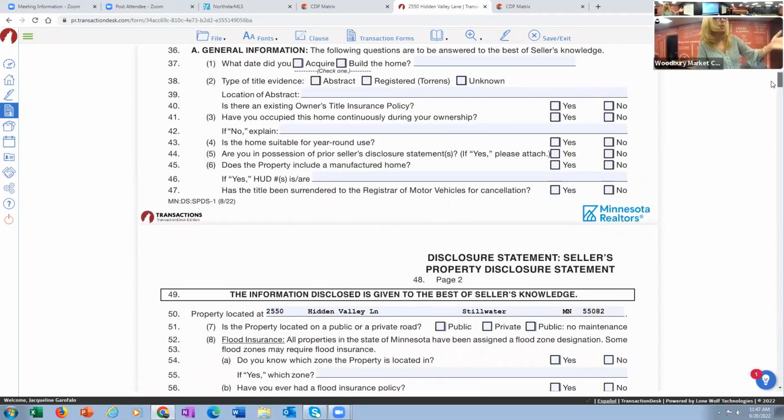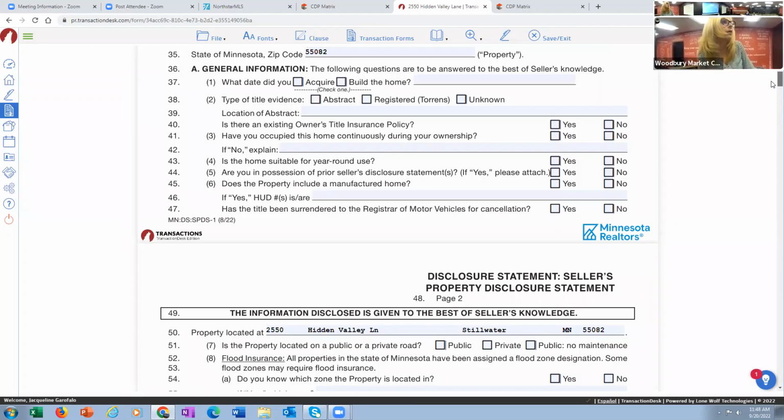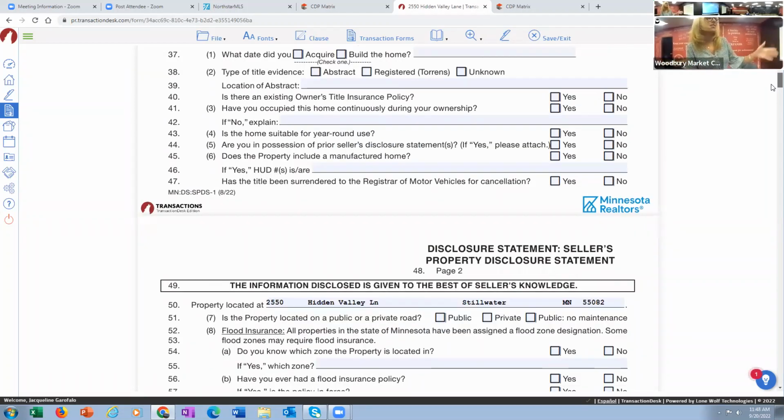Is the house suitable for year-round use? Are you in possession of the prior seller's disclosure? Now my people will, so I'll put yes on this one, right? Because they just bought it a year ago and I have it. So, yep. Sorry. Okay. Is it a manufactured home? You know, I mean, this is just no.